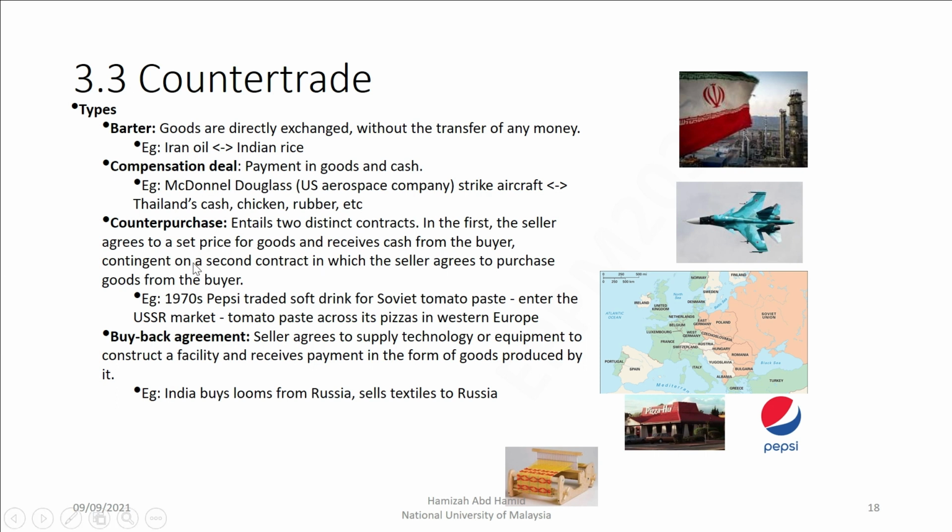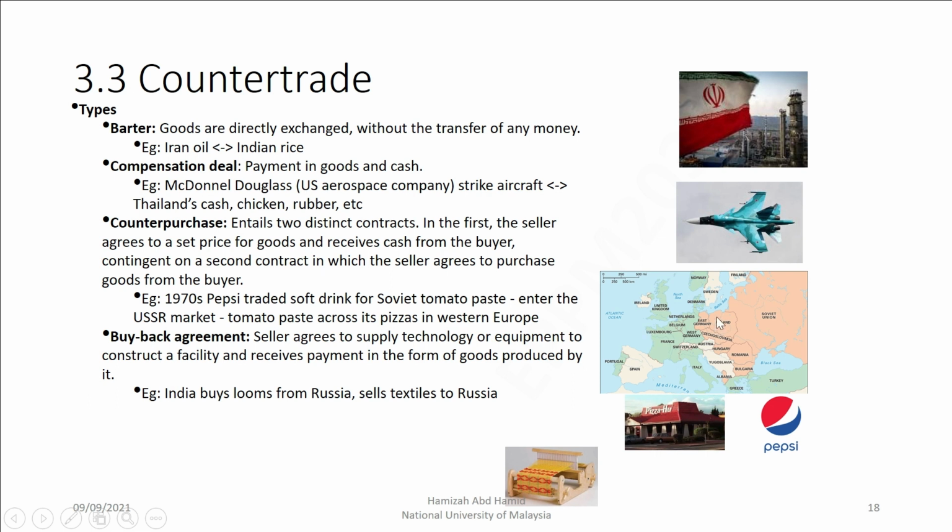Another type is counter purchase. There are two distinct contracts here. In the first one, the seller agrees to a set price for goods and they will receive cash from the buyer. Ia juga bergantung kepada second contract, where the seller agrees to purchase goods from the buyer. Okay, a bit complicated here, but I give you an example. Pada tahun 70-an, Pepsi they traded soft drink for Soviet tomato paste. Soviet dekat sini lah. Ya, masa tu 1970-an lagi.